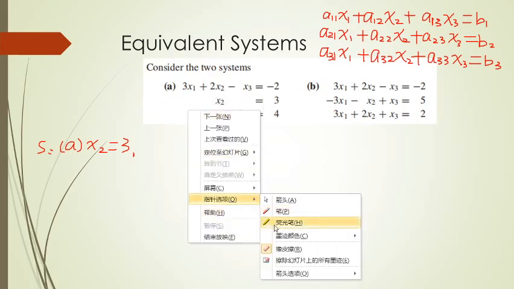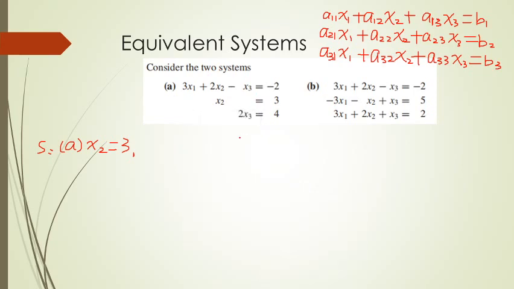For the first 3 by 3 system, you can take this one as 0 times x1 plus 1 times x2 plus 3 times x3. For the third equation, you can take it as 0 times x1 plus 0 times x2 plus 2 times x3. So it's easy. x2 equals 3. How about x3? x3 equals 4 over 2, which is 2.